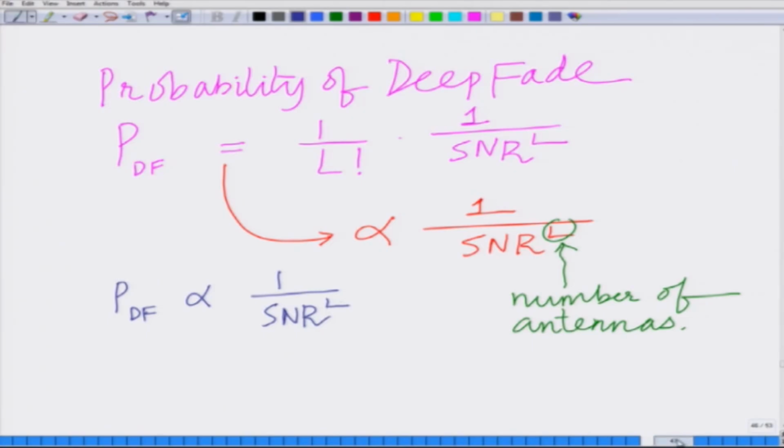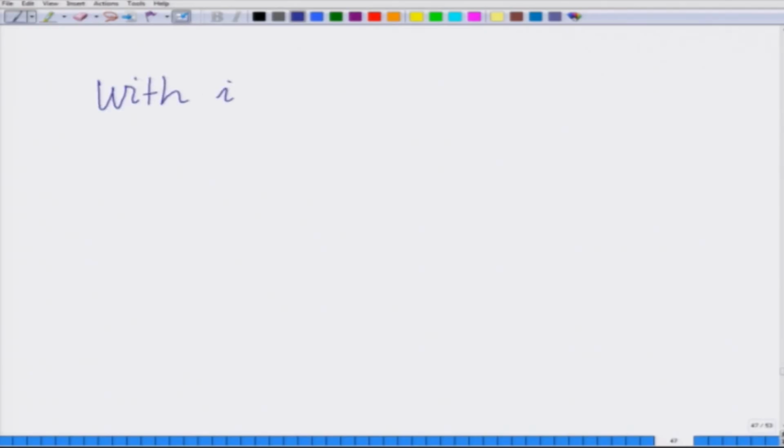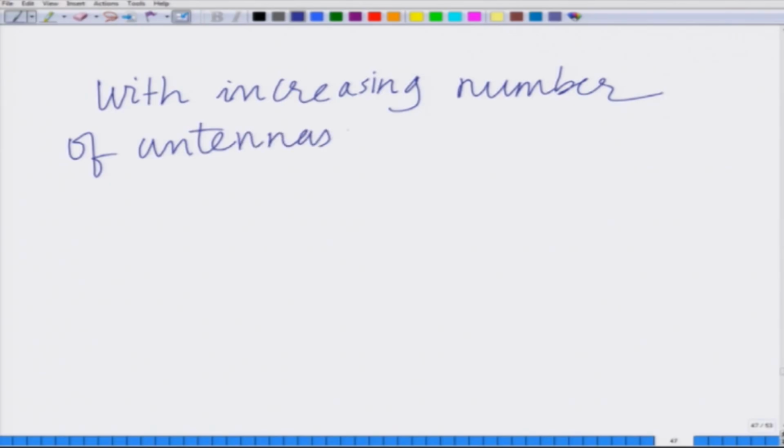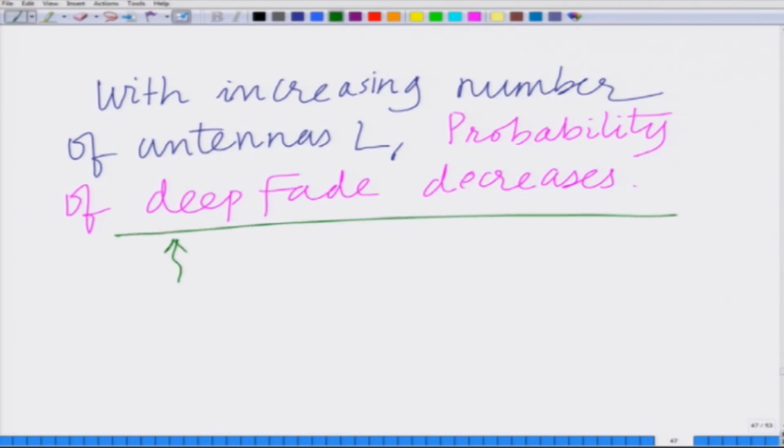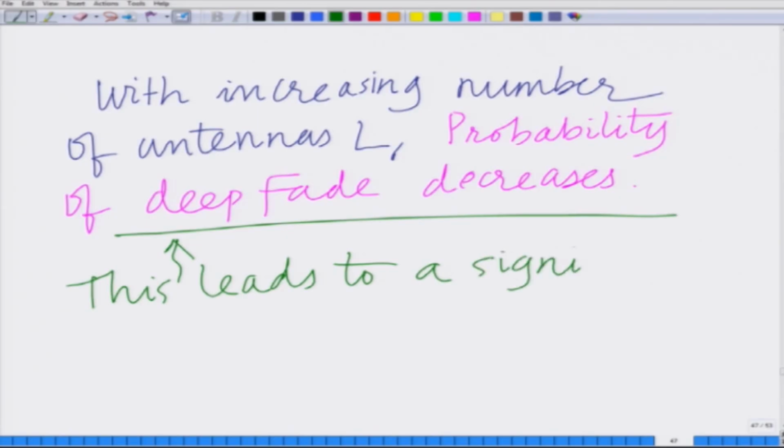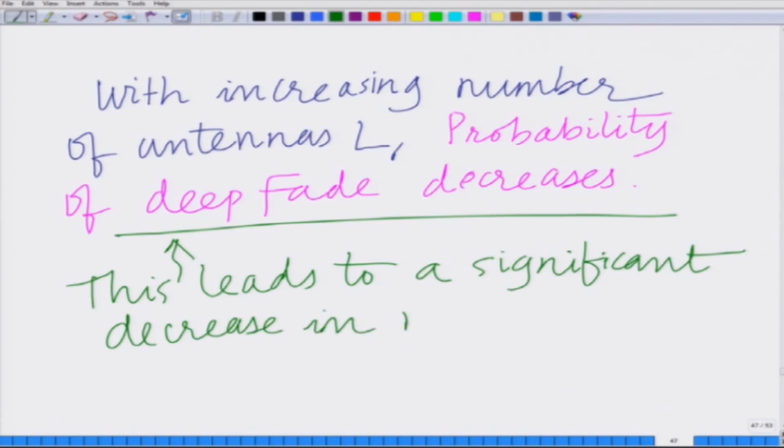So, what we are seeing is that with increasing number of antennas L, the probability of deep fade decreases, and this leads to a significant decrease in the bit error rate.